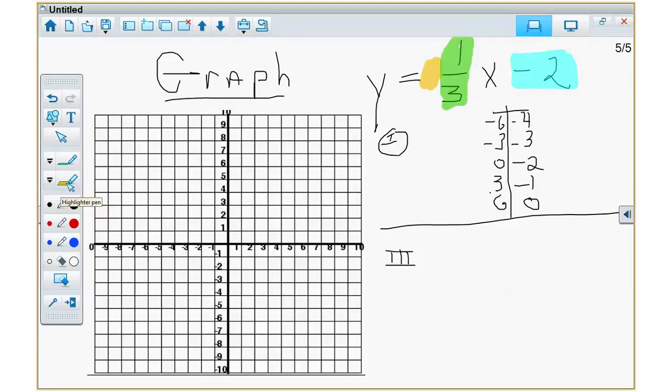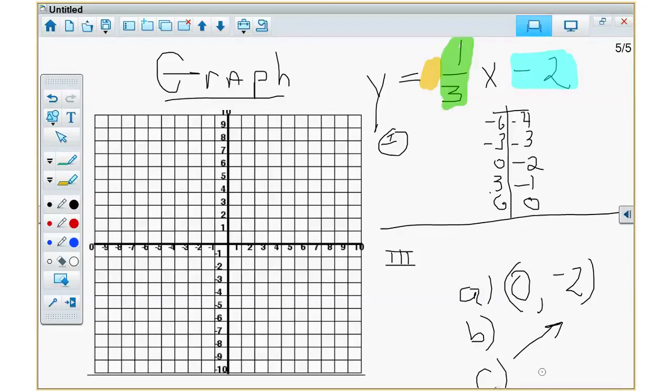That's what I did. So, A is 0, -2. B is left to right what? Up. And C is 1/3.